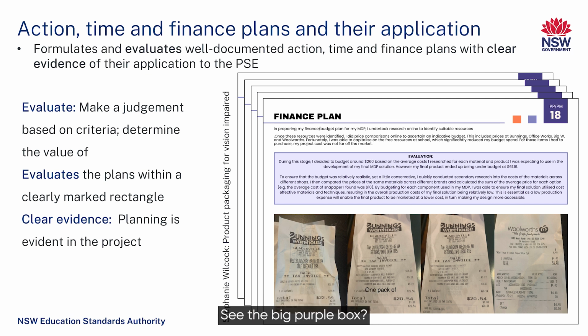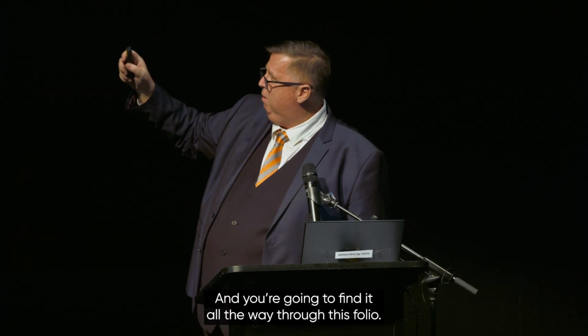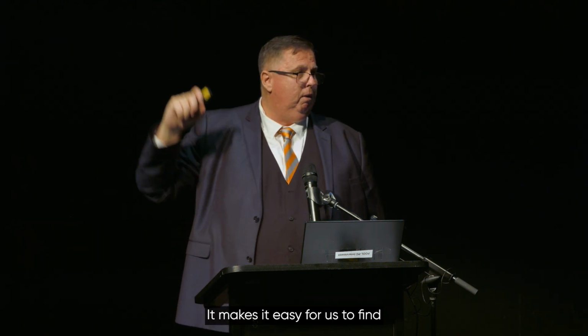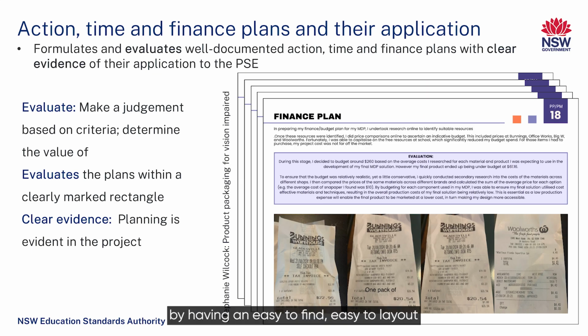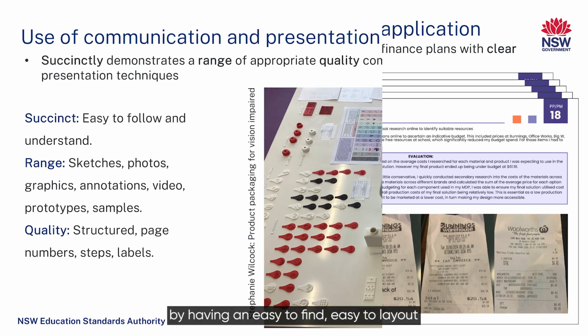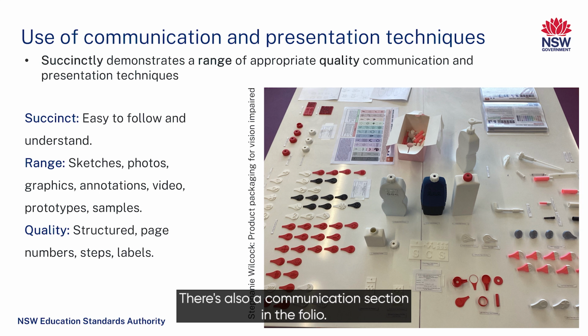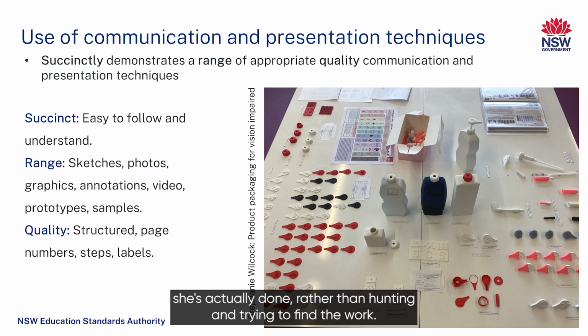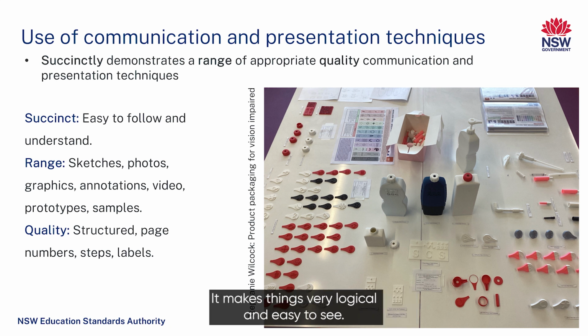See the big purple box? That's her evaluations. And you're going to find all the way through this folio it makes it easy for us to find. By having it easy to find and easy to lay out, there's also a communication section in the folio. It just lets us walk through the journey and see what she's actually done rather than hunting and trying to find the work. Makes things very logical and easy to see.